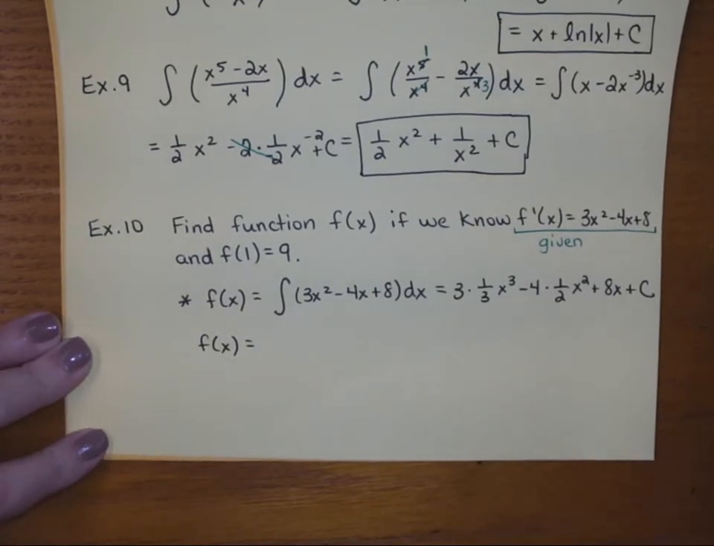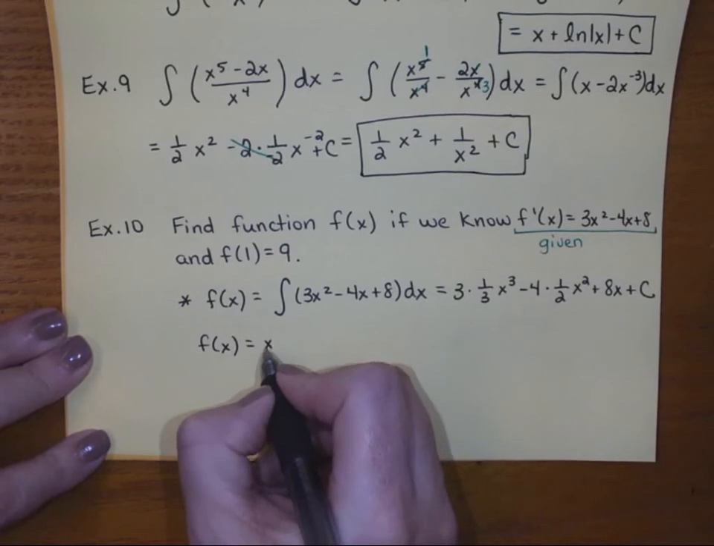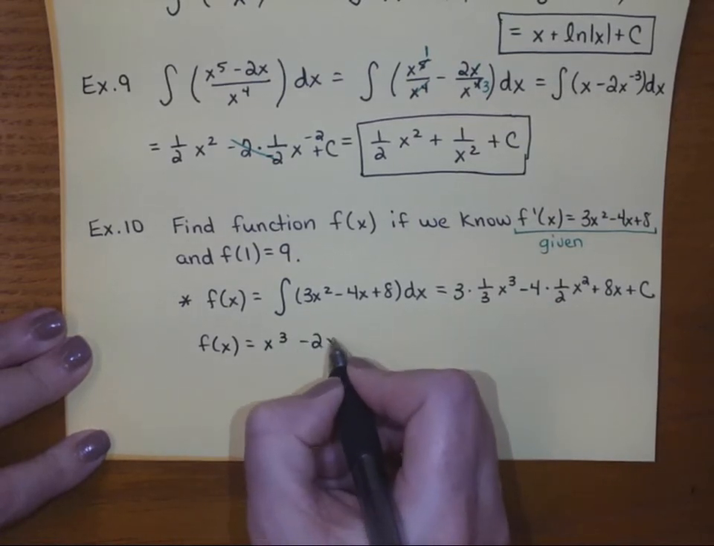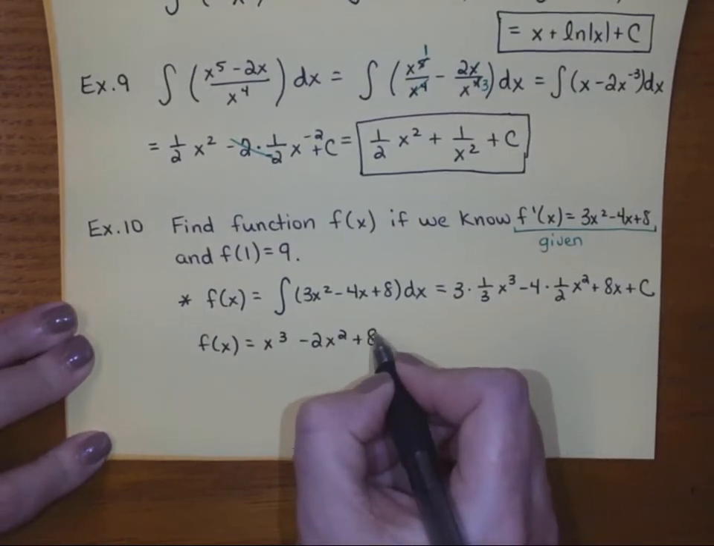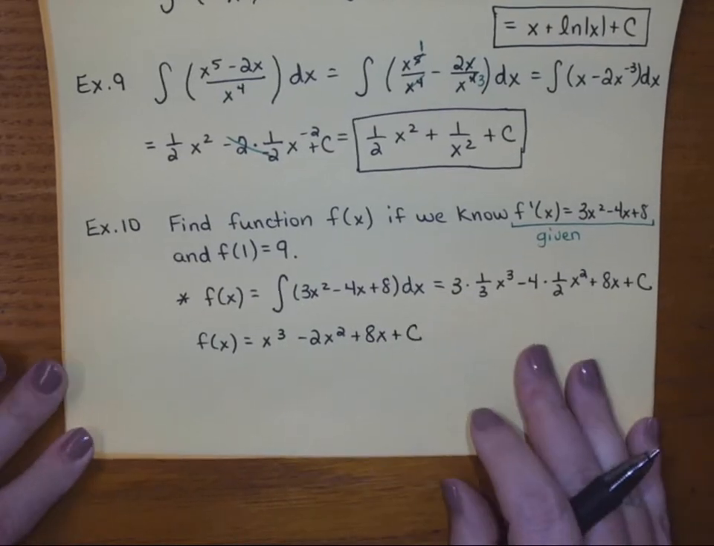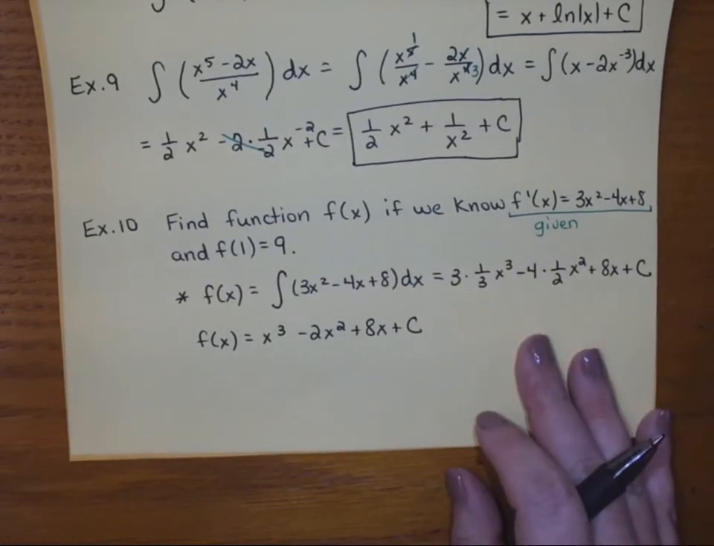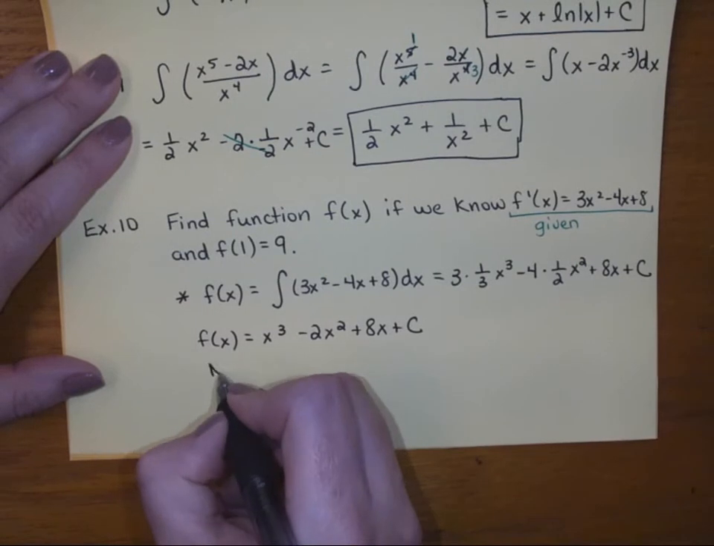So if you work this out, okay, notice these are going to cancel, right? A third times 3 is just 1. So we're going to get x cubed minus 2x squared plus 8x plus c. But we're not done, right? So now we're going to find c.